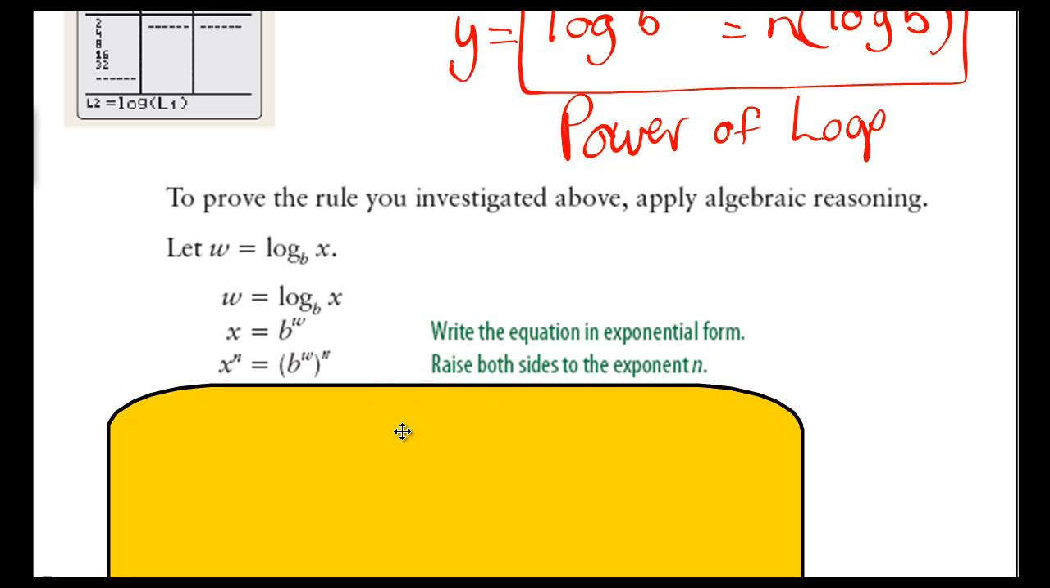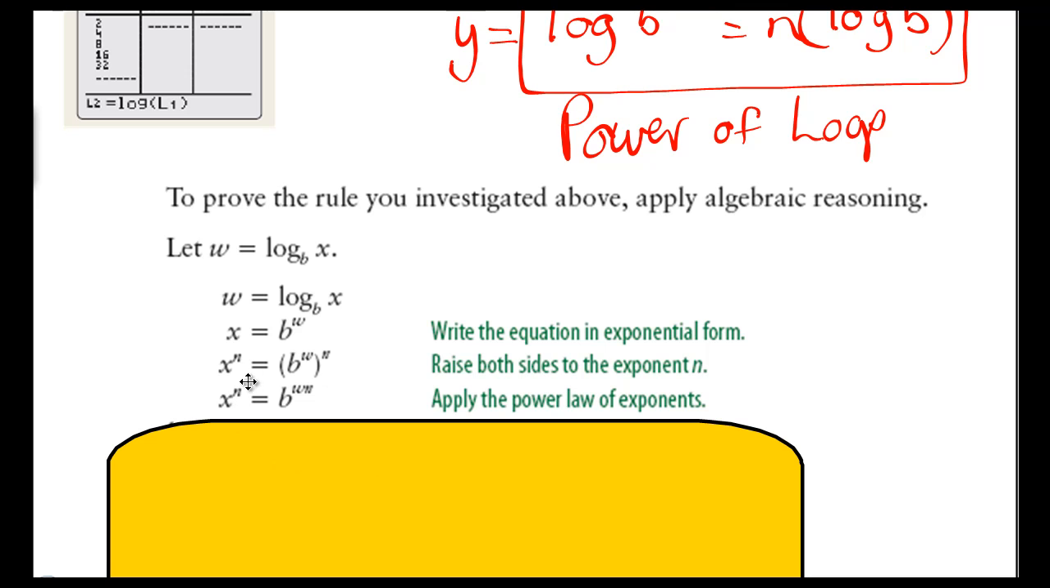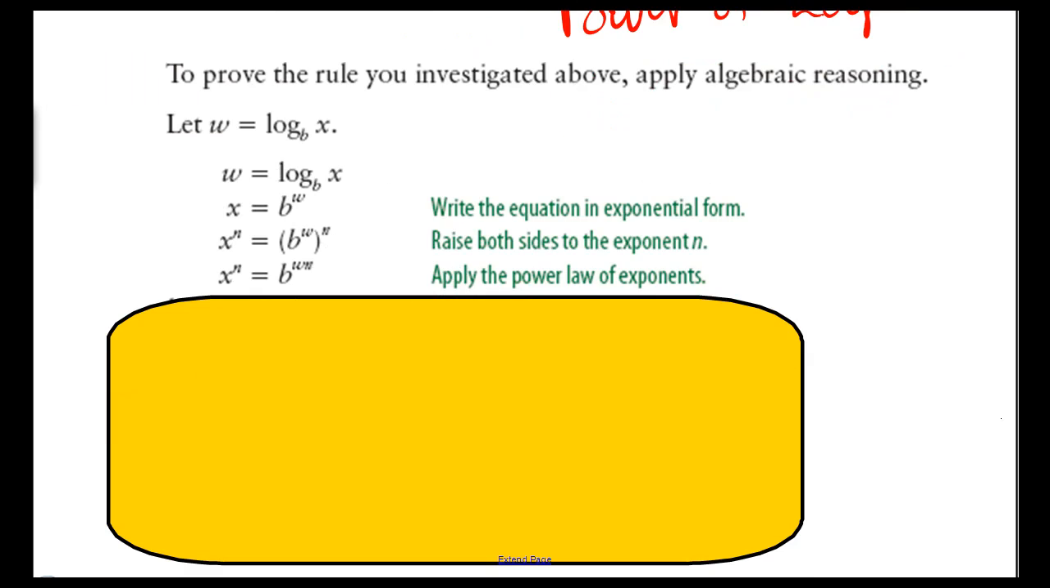The second step was to, because it is a power, multiply both sides by the power n. So on the left hand side we have x to the power n, on the right hand side we have b to the w, all to the power n. And through one of our exponent laws, called the power law, we can multiply these two together. So these two lines are almost the same, but we're applying the power law of exponents.